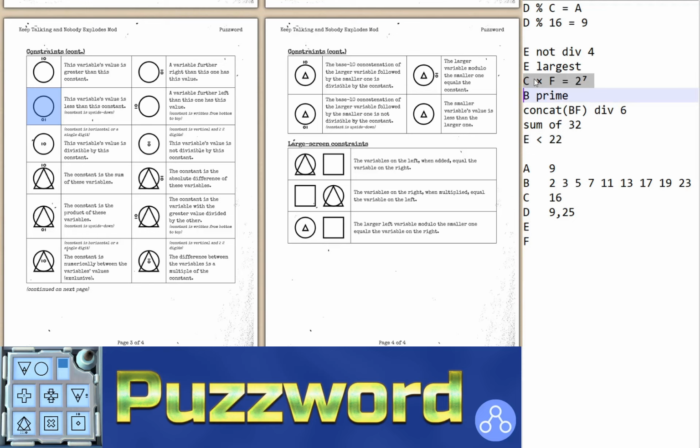Since we know this, we can now calculate what Foxtrot is. You see, 16 is 2, 4, 8, 16. That's 2 to the power of 4, which means that in order to get 2 to the power of 7, we need 2 to the power of 3. So Foxtrot is 8. And that takes care of that. And now we can do this. The concatenation of Bravo and Foxtrot has to be divisible by 6. So which of these numbers here, when concatenated with an 8, is divisible by 6?